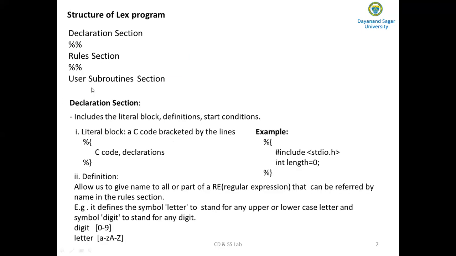And note that in this section, the declaration section and the user subroutine section are optional. If not necessary, you can omit writing these sections. The only compulsory section is the rule section. The rule section must be there.